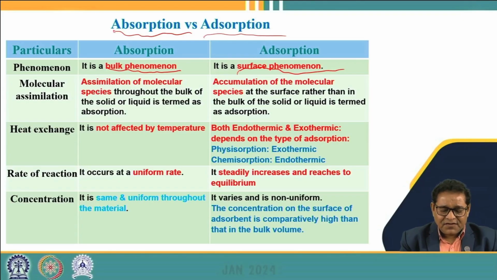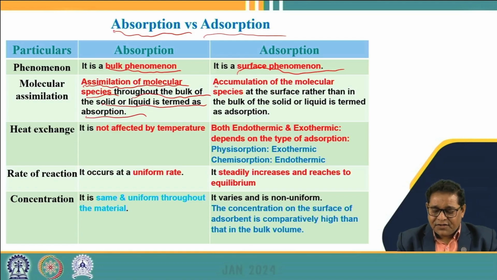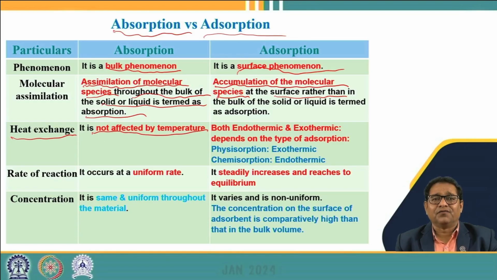So absorption is the assimilation of molecular species or the pollutant throughout the bulk of the solid or liquid. Whereas if the accumulation of these molecules or atoms takes place at the surface, then it is called the adsorption process. Another difference is that absorption is not affected by temperature, whereas the adsorption process could be endothermic or exothermic. This depends upon the type of adsorption.